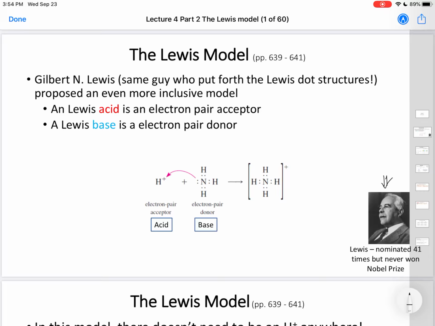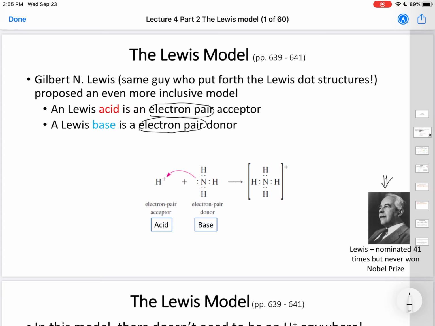Okay, so under the Lewis model, a Lewis acid is an electron pair acceptor, and a Lewis base is an electron pair donor. Careful here, they don't say H+. H+ was in the Bronsted Lowry model. Here they're talking about electron pairs. So let's look at an example.